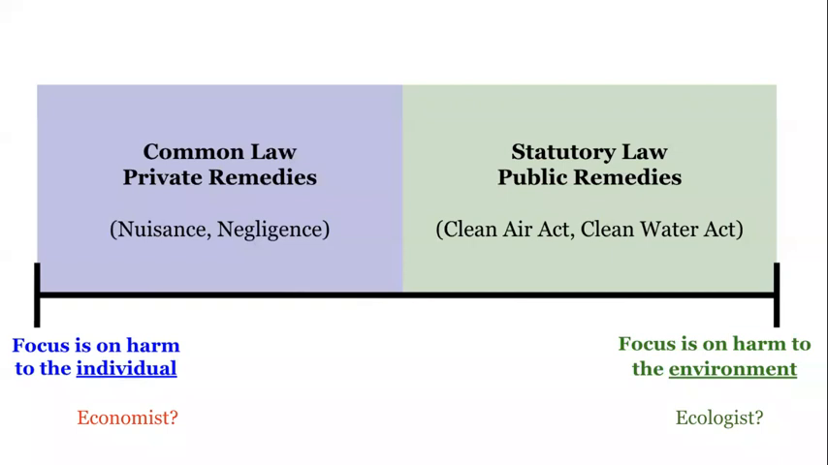So when we say it's the ecologist, it's not a perfect ecologist argument, because often, again, humans are at the center of why we're doing something, but the net effect and the net impact can certainly be more natural environment orientated in these public statutory laws, certainly when compared to these common law private remedies. So I think that's really important as a takeaway.